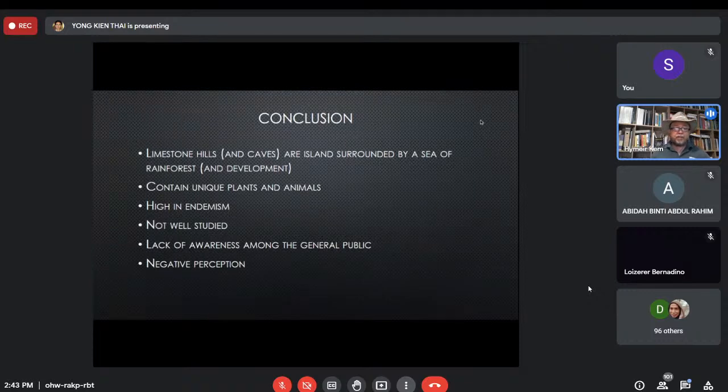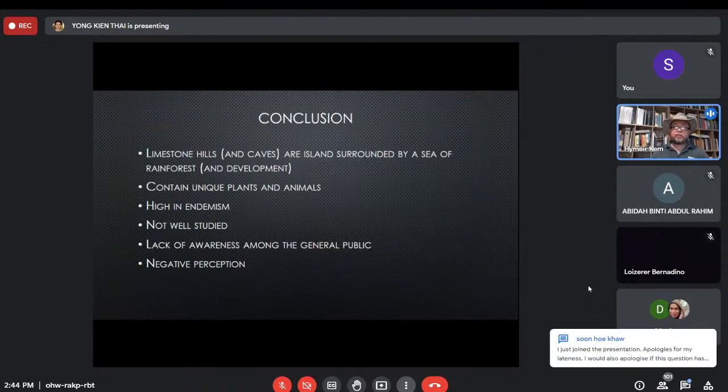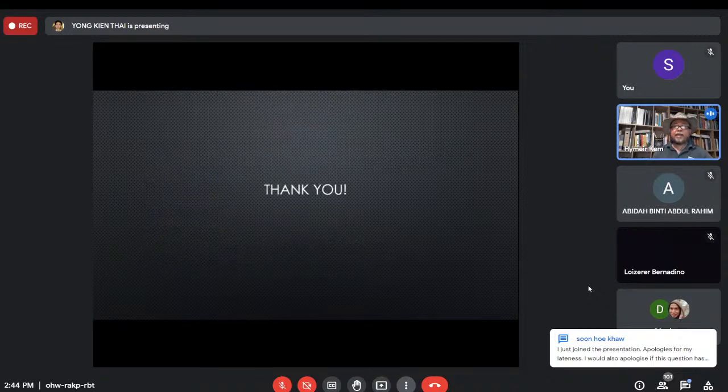There's a lack of awareness among the general public. And there's this negative perception of limestone hills and caves. Limestone, the rock, is just seen as a hunk of rock. And the cave is basically seen as just a dark hole in the ground. Very dark, dirty, and yucky. So it's a problem. So it's something that we have to try to go around with. Next one. Thank you.